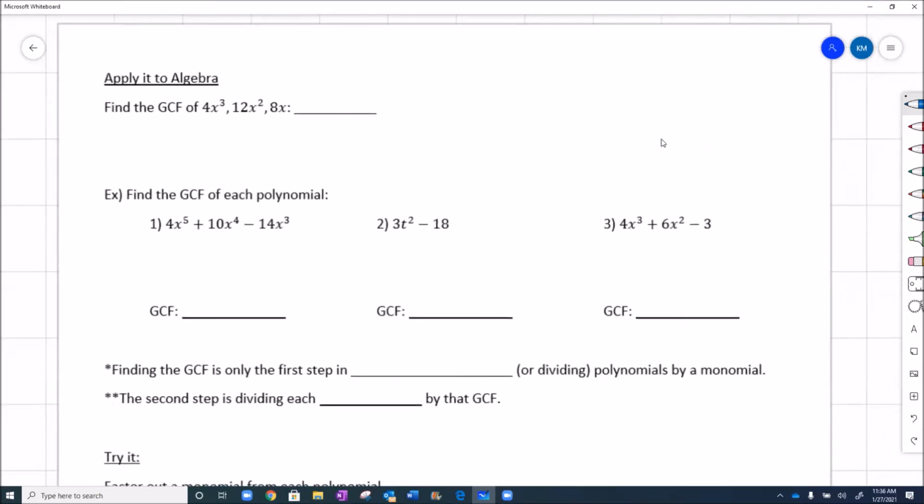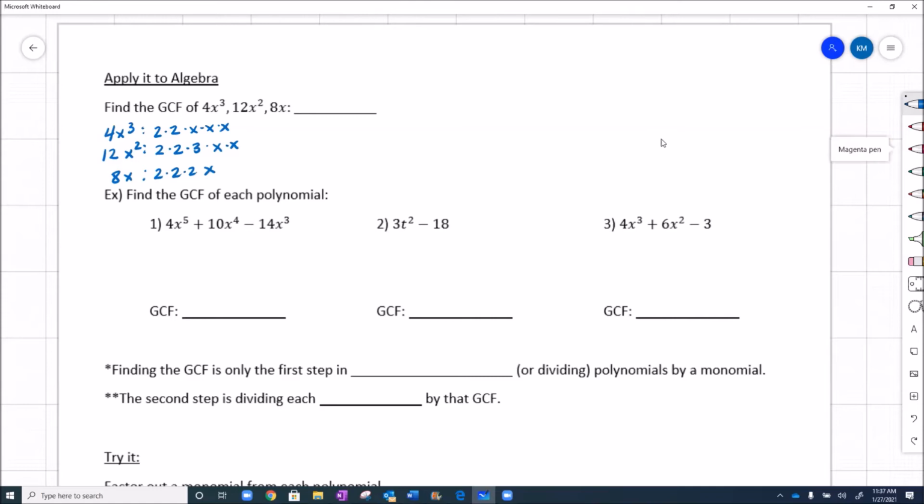So that second method might be a little bit better for a problem like this because we don't want to list out all the x's and possibilities that way. For this problem, we might look at it and say, okay, 4x cubed, what goes into 4? 4 gets broken down to 2 and 2. X cubed, there's x times x times x. 12x squared: 12 is 2 times 2 times 3, and x squared, there's 2 of them. 8x: 2 times 2 times 2, and x.